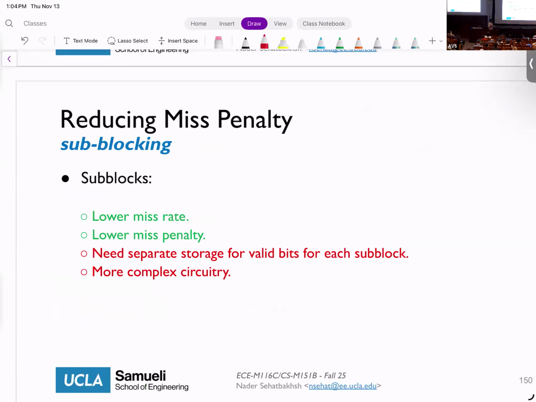So sub blocking essentially reduces the miss rate and miss penalty. The reason that it reduces the miss rate is because it reduces the pollution. Okay, so not only does it reduce the miss penalty, it can also technically reduce the miss rate. But then you need to have separate storage. It's much more complex because now you have different ways of bringing things, so you need to be able to distinguish between them.